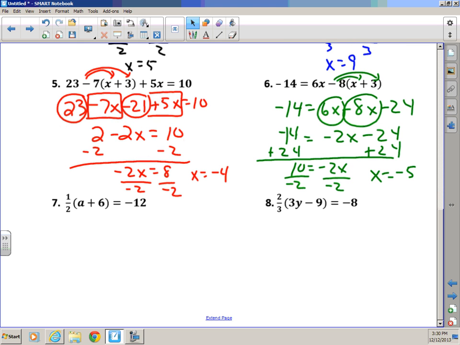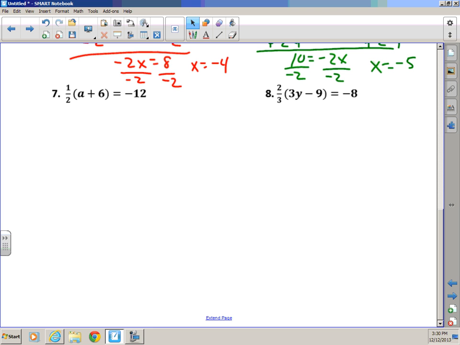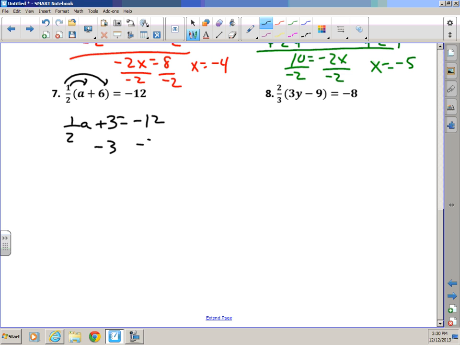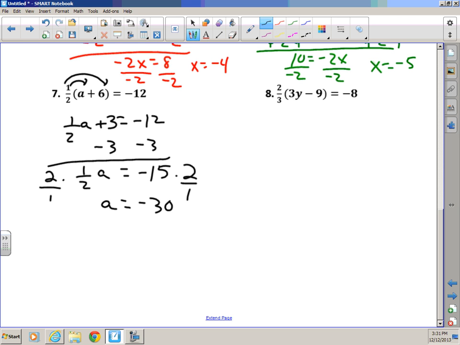Going to the last two. Let's make this a little bigger. I am distributing a 1/2. That gives me 1/2 a. 1/2 times 6 is a 3, is equal to negative 12. Down to 2 steps. Subtract 3. They're the same sign, so they're going to get bigger in terms of the absolute number. How do I get rid of a half? Multiply by its reciprocal. A is equal to negative 30.